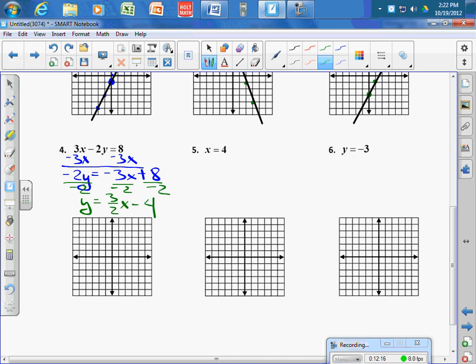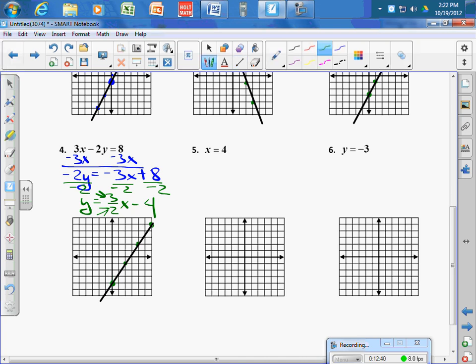That means we start at negative 4 on the y-axis, here. Rise 3, run 2. Here's my rise number, here's my run number. So I'm going to rise 3, run 2, rise 3, run 2. Follow that pattern all the way up the page. That'll make a better line for you in the end. And take your line all the way across the graph.